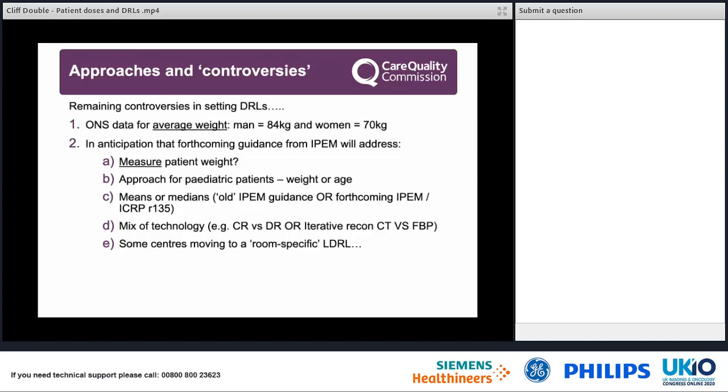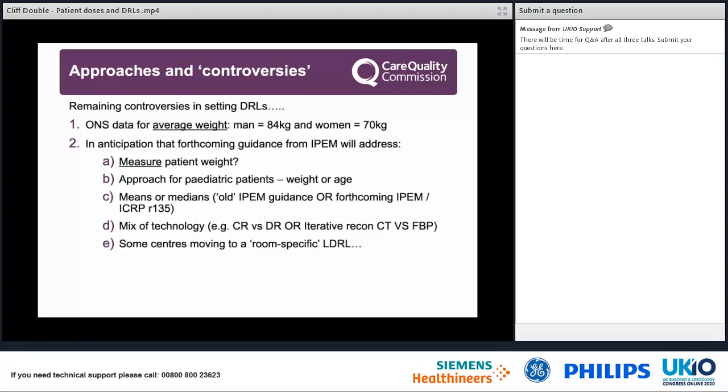I'm aware that some centres are moving to a room-specific local DRL, and that isn't required in the regulations. You'll be aware that I've been talking throughout this talk on national and European levels, completely in the other direction, a high number of dose values contributing to the national and European levels compared to the room-specific.